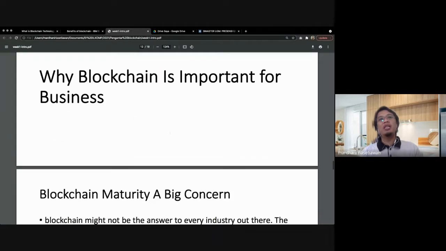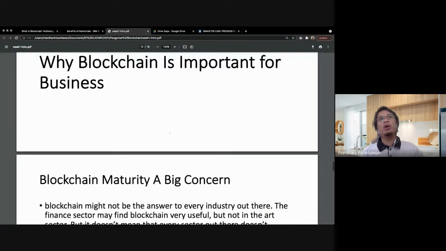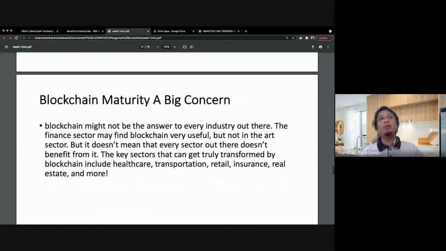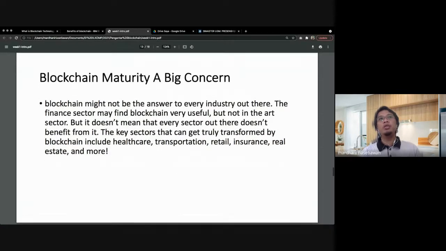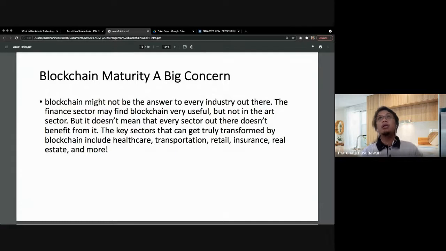So today we also have this: why is it important for business? Because now blockchain maturity is a big concern. I think until today blockchain is still not at a level of maturity that can be accepted by all industries. So we consider that blockchain might not be the answer to every industry out there. Maybe in finance blockchain is very useful, but not in the art sector, for example.